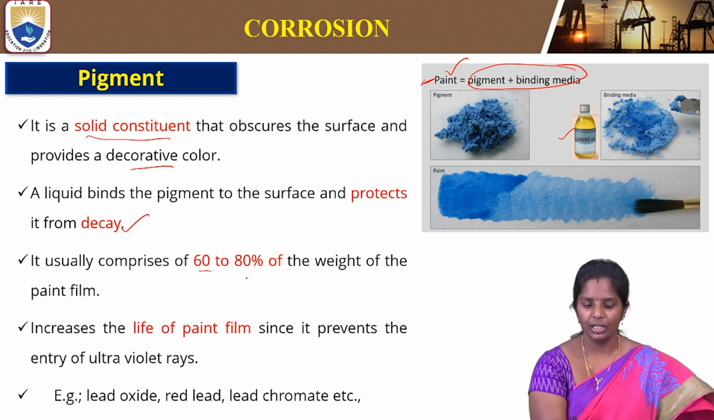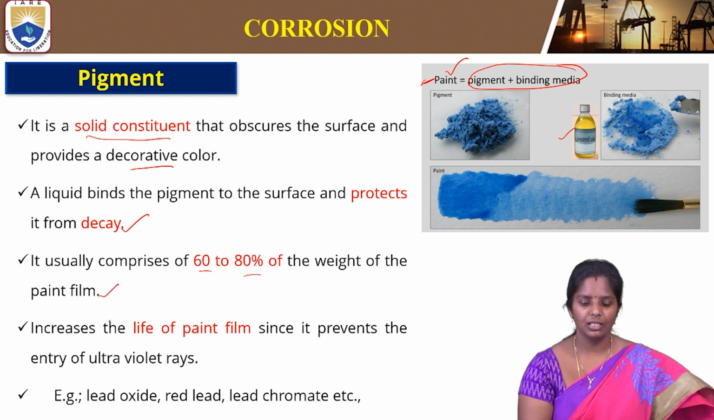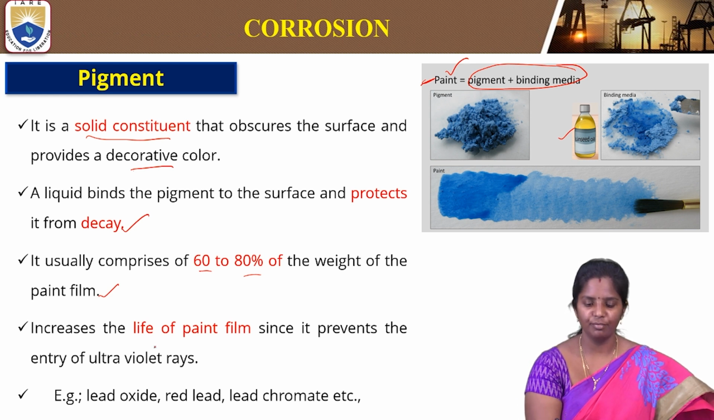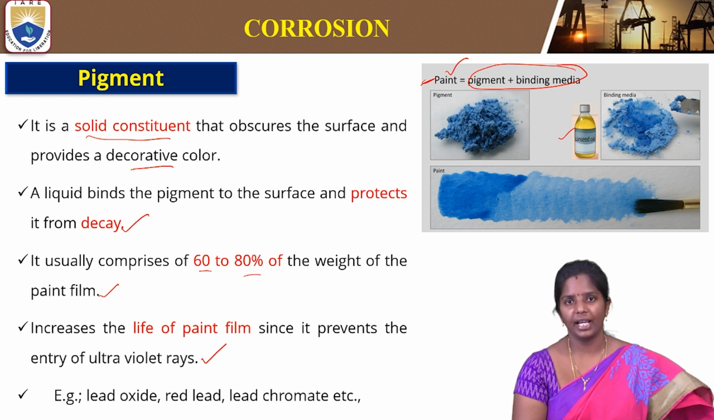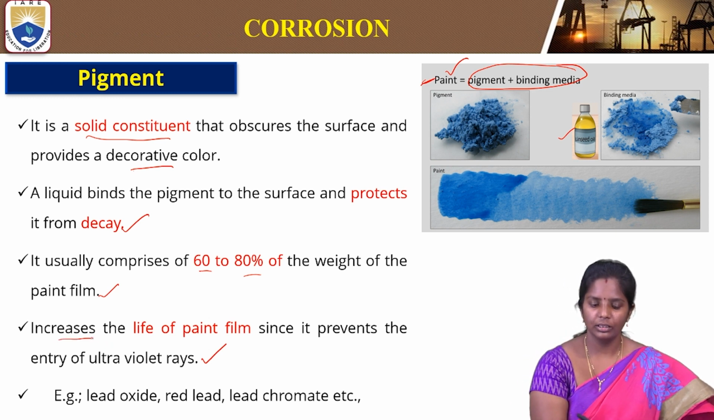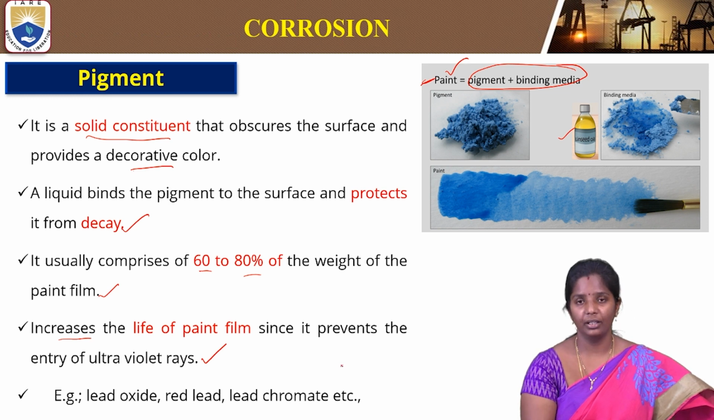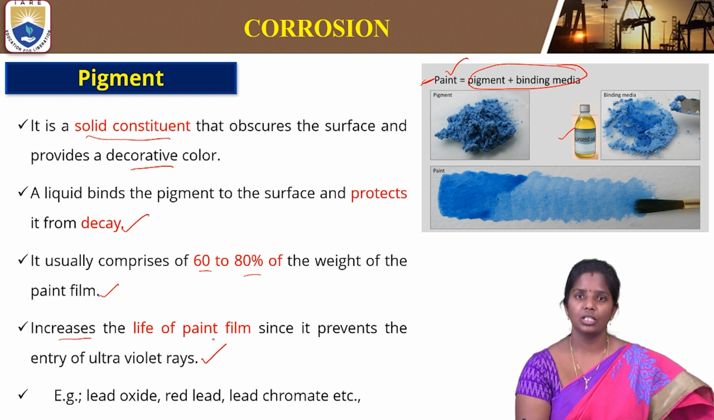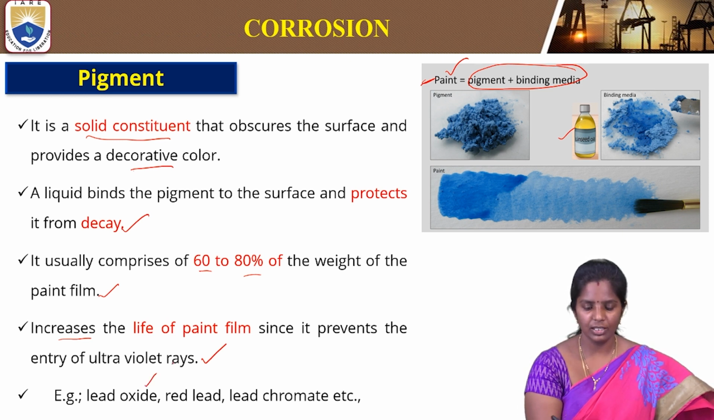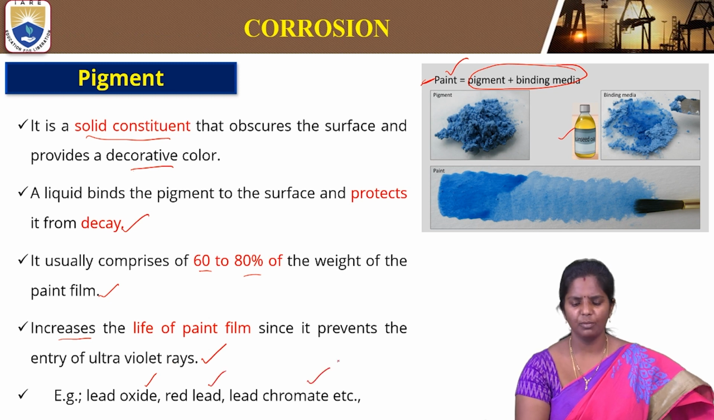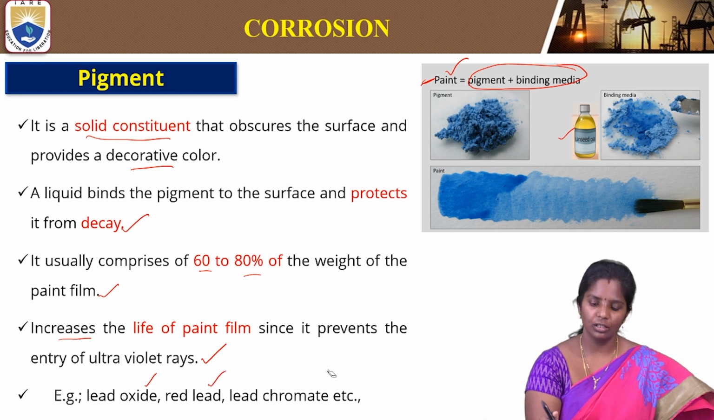Usually 60 to 80% of the weight of the paint film consists of pigment, and it increases the life of the paint film since it protects from ultraviolet rays. Any type of pigment reacts with ultraviolet rays because of their high energy. So the base metal life is increased because the paint is exposed to these ultraviolet rays and protects from corrosion. Examples are lead oxide, red lead and lead chromate. These are some of the pigments used in paints.